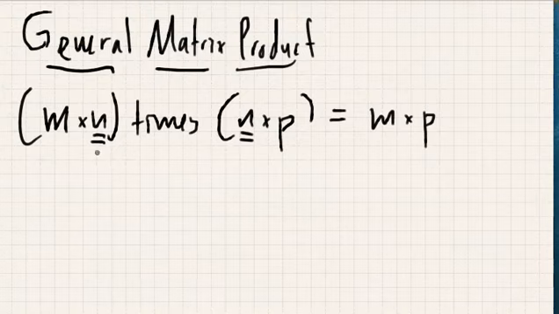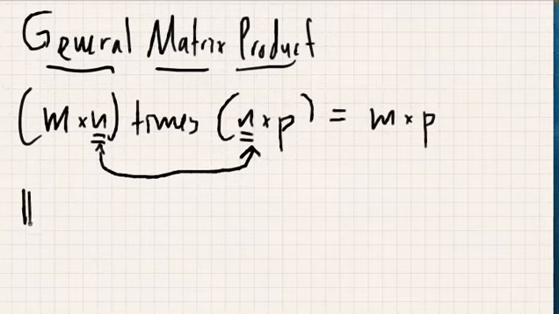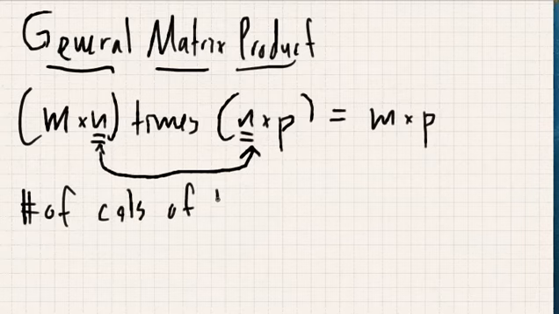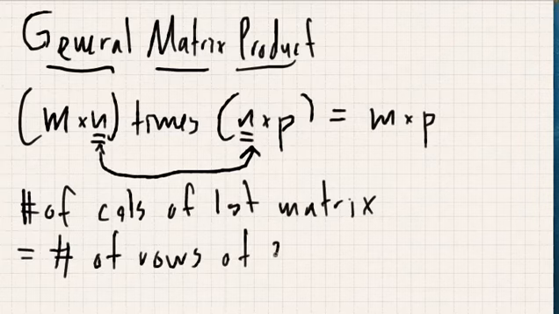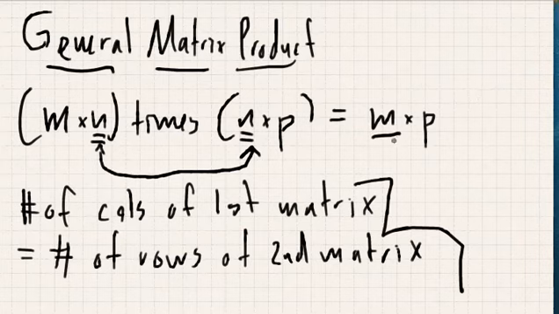But what this really means for these two numbers to be the same is saying that the number of columns of the first matrix has to be equal to the number of rows of the second matrix. So that's what happens. And then the result has the same number of rows as the first matrix and the same number of columns as the second matrix.